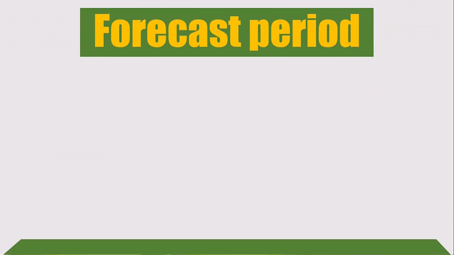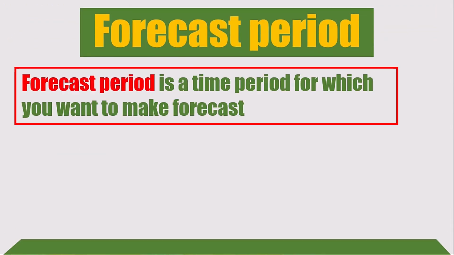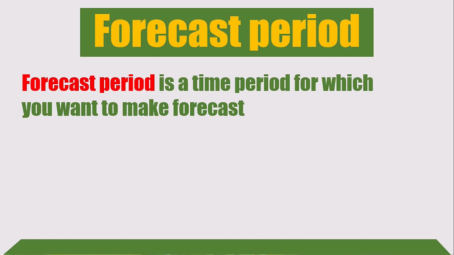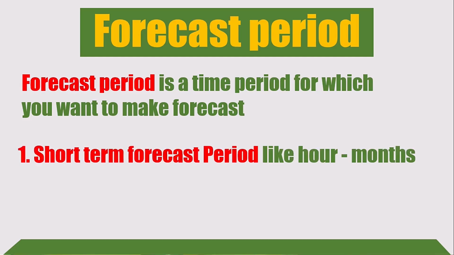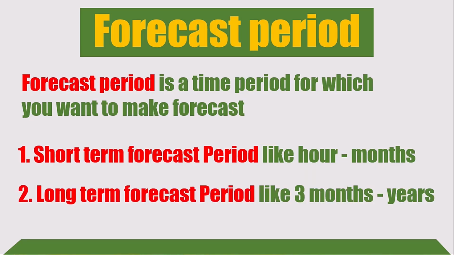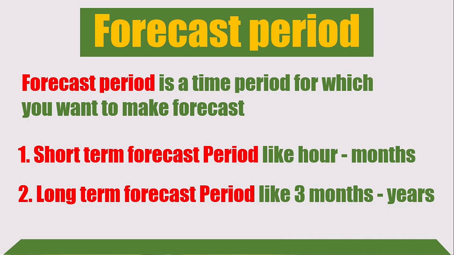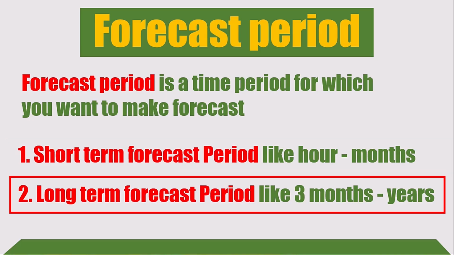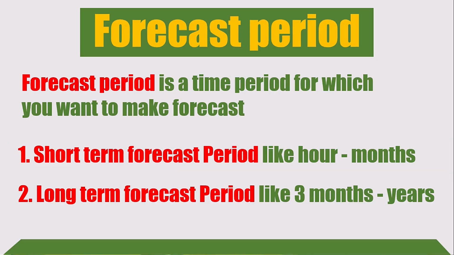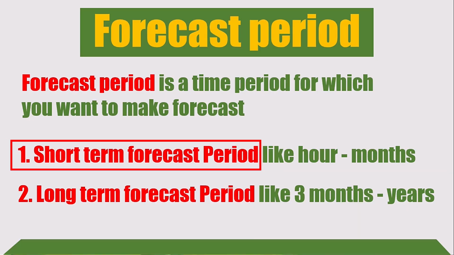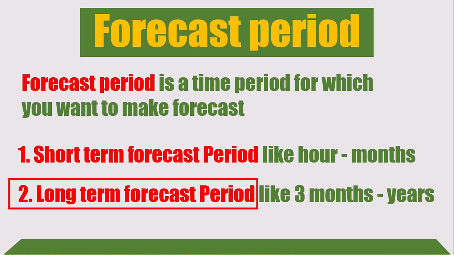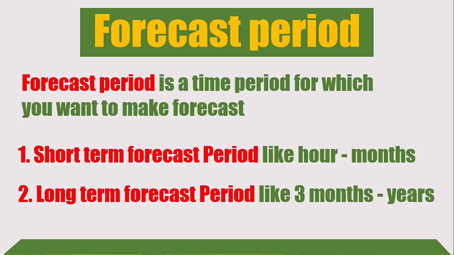Now let's also talk about forecast period. Forecast period is a time period for which you want to make forecasts, and actually they are divided into two. We have the short-term forecast period, that's like an hour to months, and also we have the long-term forecast period, that's like 3 months to years. Now of course, depending on which field you are working on, you might have different lengths for the short-term forecast period and for the long-term forecast period. For some people, 3 months to years might be a short-term forecast period, while for others it's a long-term forecast period. So it depends on which field you are working on.